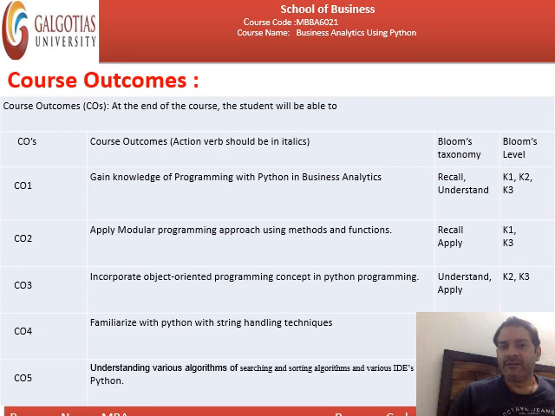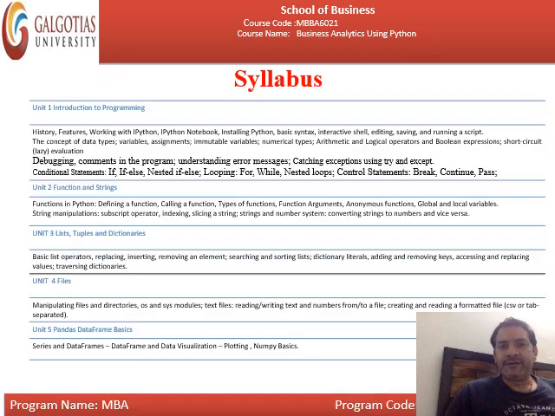Now we will discuss CO2. We will start our unit 2, and corresponding to that unit, our course outcome is that at the end of this unit you will know how to apply the modular programming approach using methods and functions. Now we will start this unit.